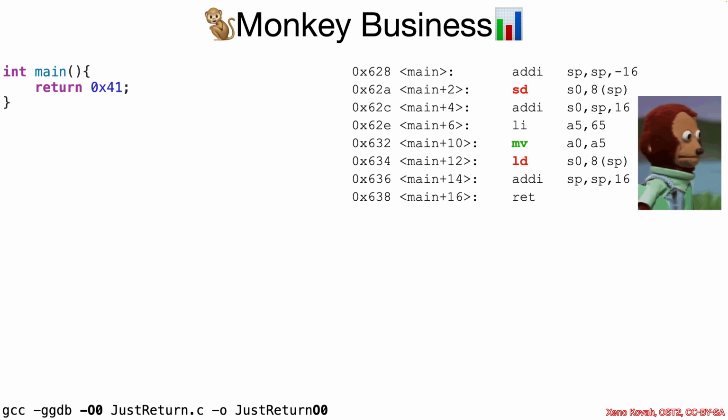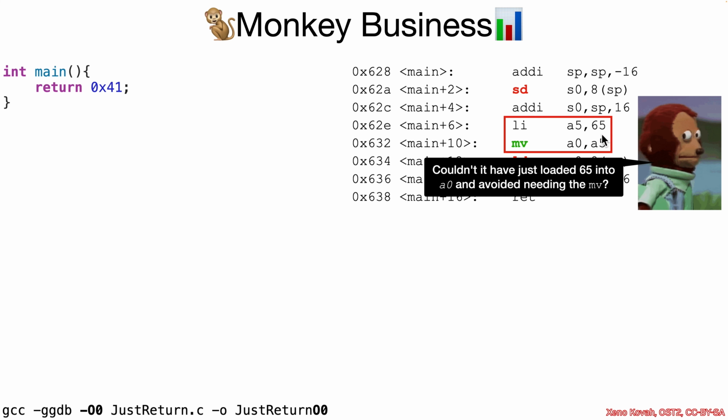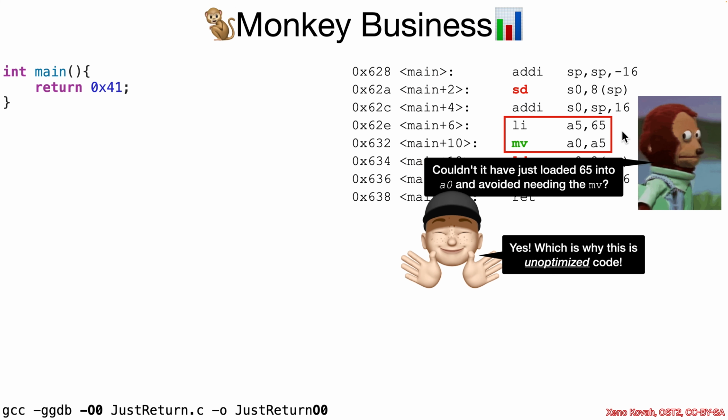So there's one little bit of monkey business which I want to call your attention to, because you may have read this assembly and you may have been giving it the side eye and said, hey, couldn't the compiler have just moved 65 directly into A0 instead of moving it into A5 and then moving A5 into A0? That seems very inefficient. That seems very unoptimal. Why would they do that? And yes, they could have done that.